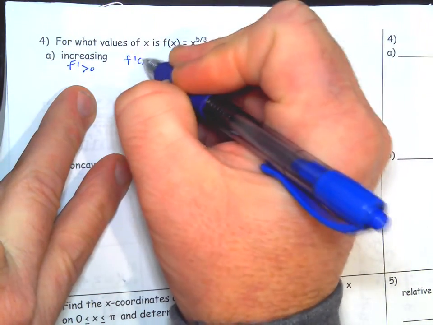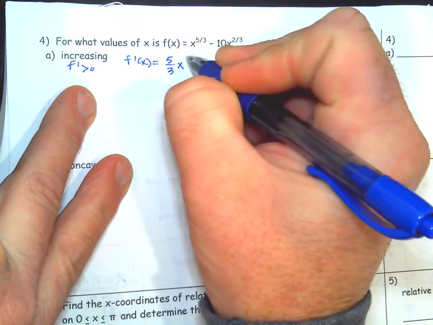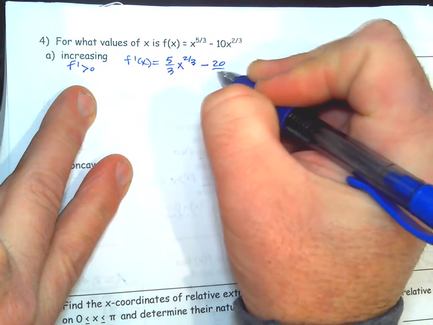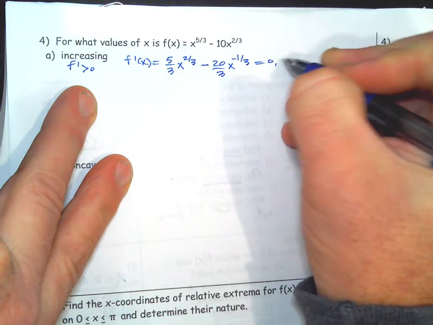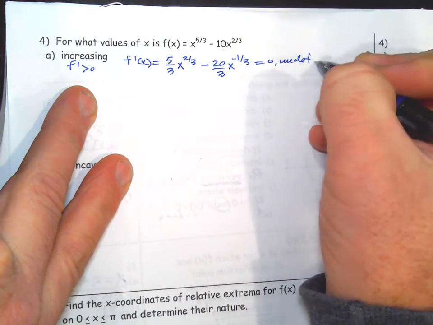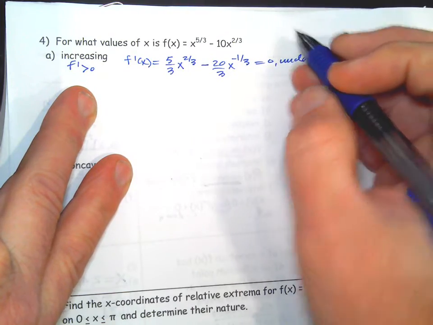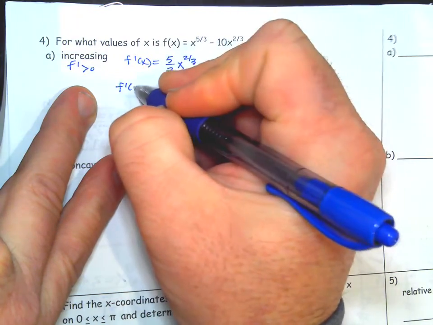F prime of x. Be very careful here. 5/3 x to the 2/3, subtract 1 gives you 2/3. Minus 20/3 x to the negative 1/3, subtract 1 gives you negative 4/3. And we're going to set it equal to 0 or undefined. Now you could change the negative exponents to positives, combine these together with least common denominators, things like that. And that would work, but that would be a lot of work. I think it's easier to go ahead and start factoring.